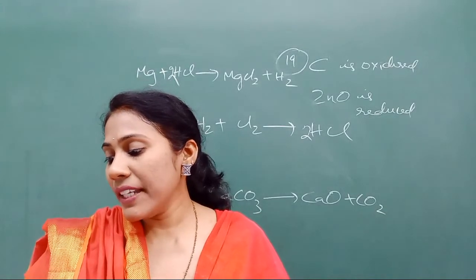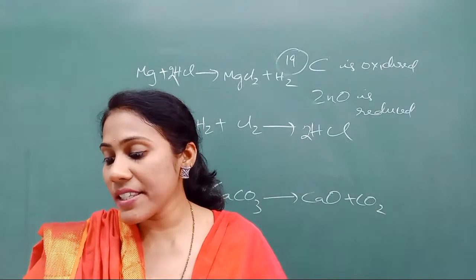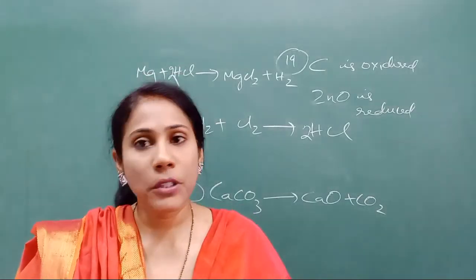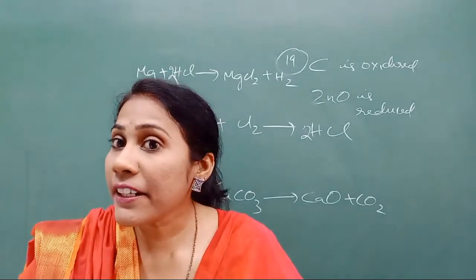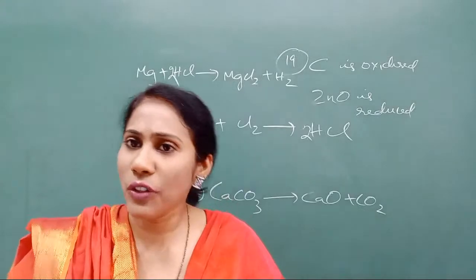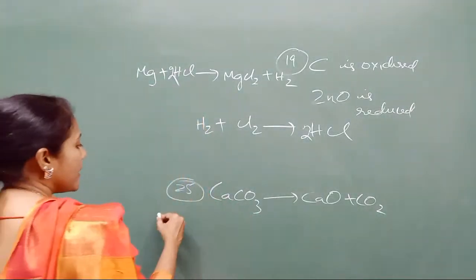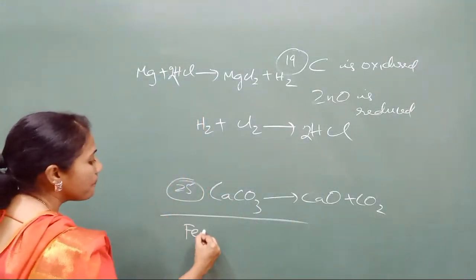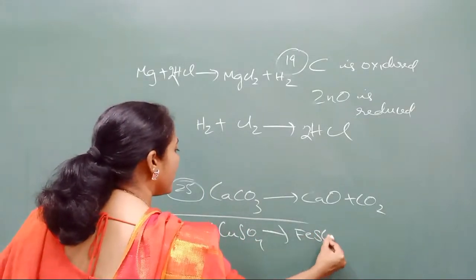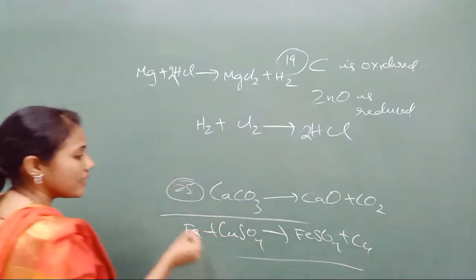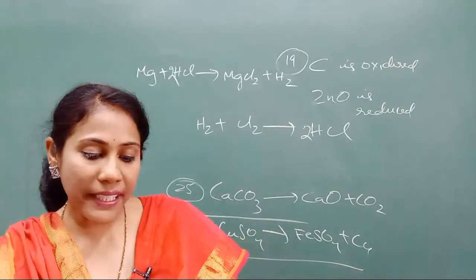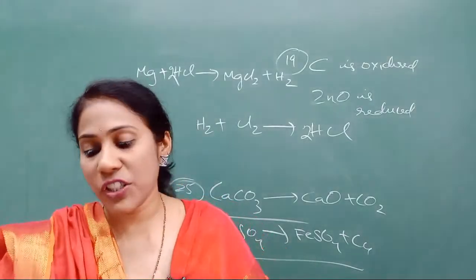Which type of chemical reaction takes place when an iron nail is dipped in copper sulfate solution? It is a displacement reaction. Why? Because iron is more reactive than copper. So iron displaces copper from its position. You have to write the balanced equation. What is the balanced equation here? Iron plus copper sulfate, and you will get iron sulfate plus copper. So this is the chemical equation for the OR question. Okay. So this completes. One more question is there.